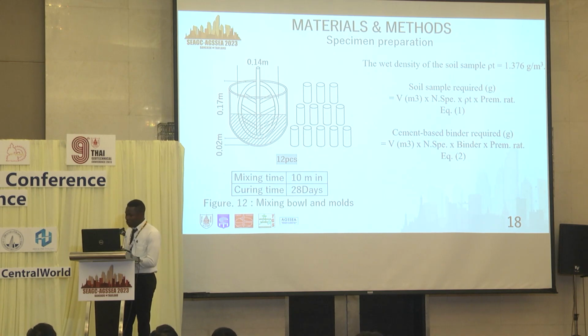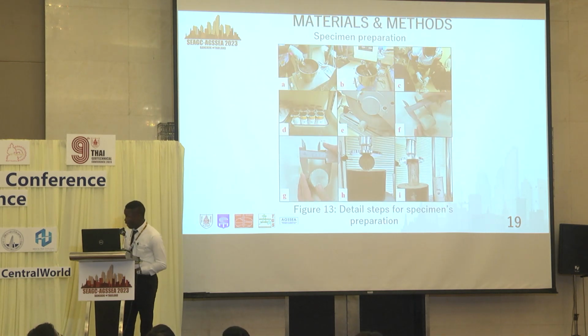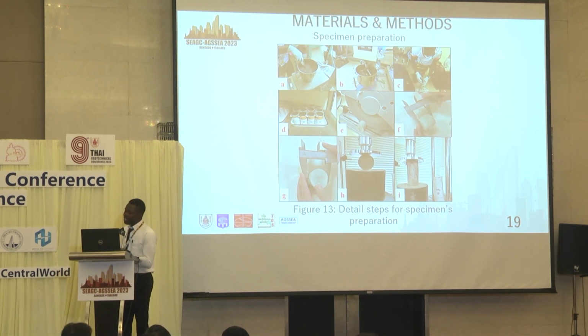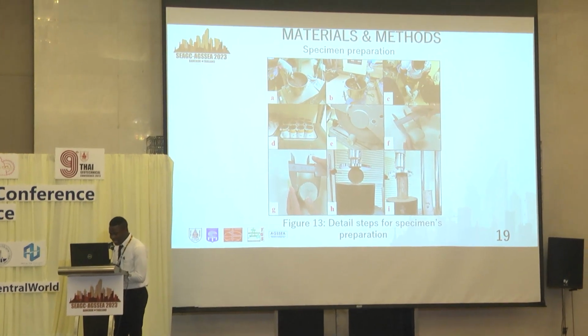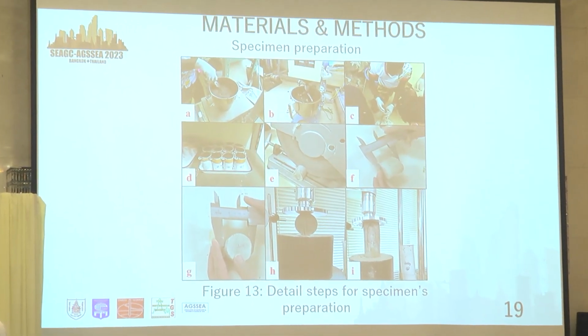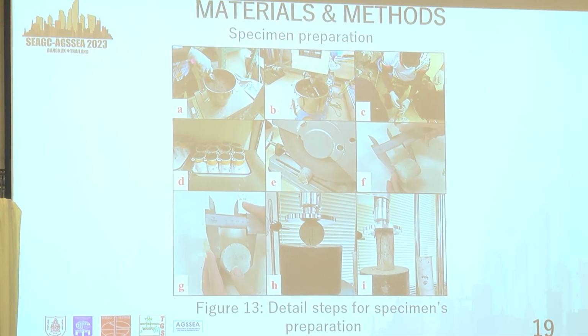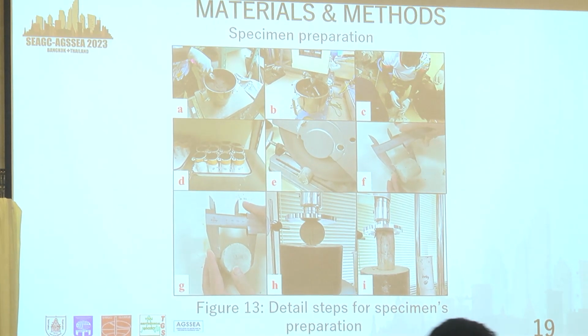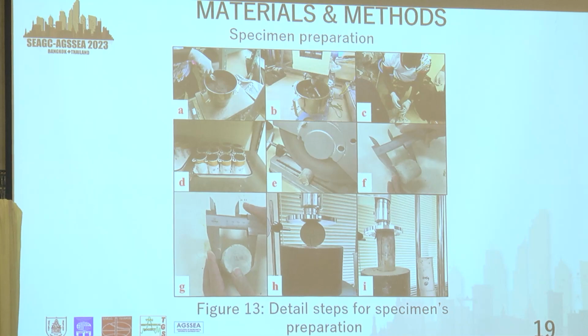After calculation, we put the cement, soil, and water in the bowl for mixing for 10 minutes. And these are the processes from A to I. A, B, C were performed on the first day. We mixed the specimens based on each cement ratio, and D was still the first day, and E, F, G, H, I were performed on the 28th day.